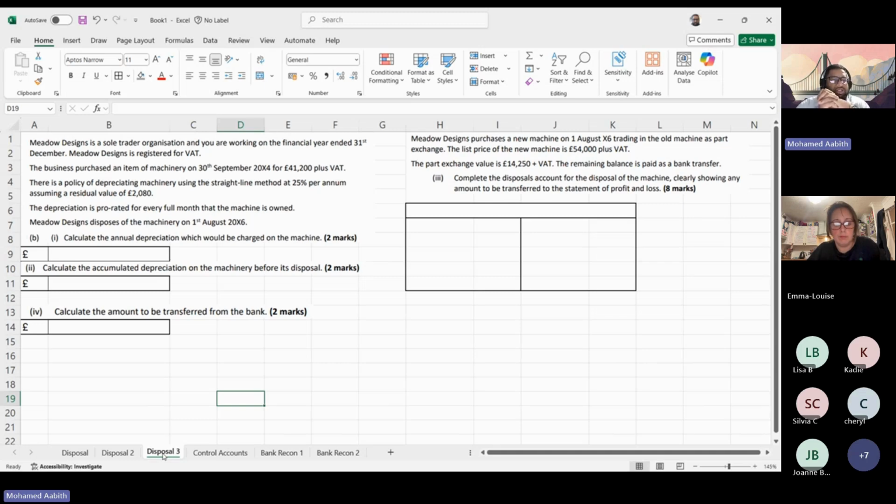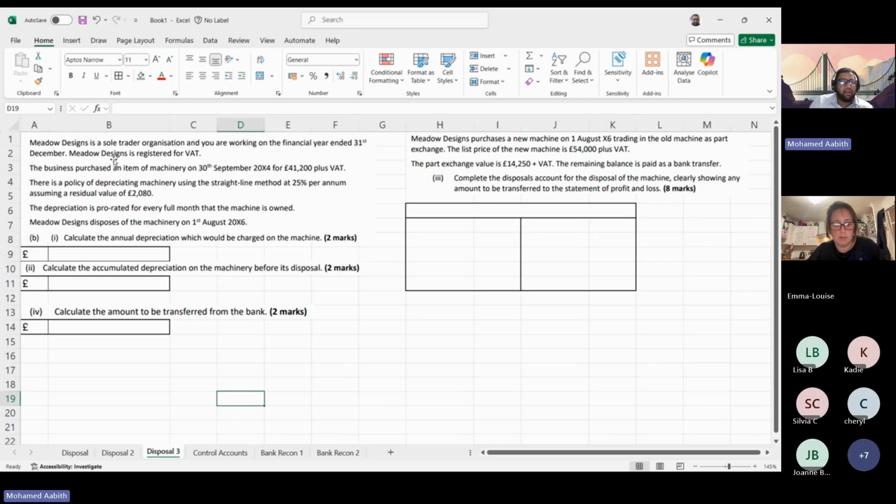Here, Meadow Design is a sole trader organization and you're working on the financial year ended on 31st of December. Meadow Designs is registered for VAT. The business purchased an item of machinery on 30th of September 2024. Okay, so they're looking at the current year as 2016. So let's say 2016, because 2026 is in the future. So let's say 2014 and 2016.